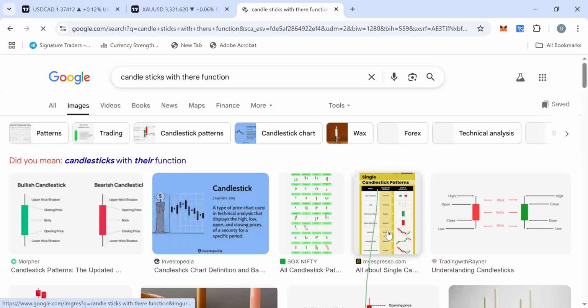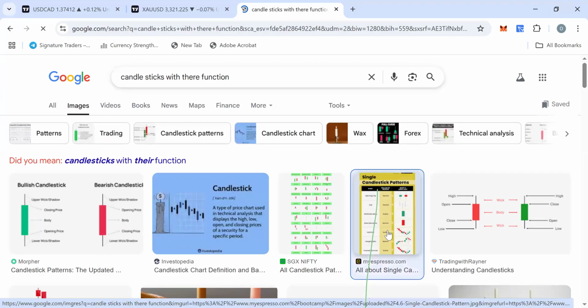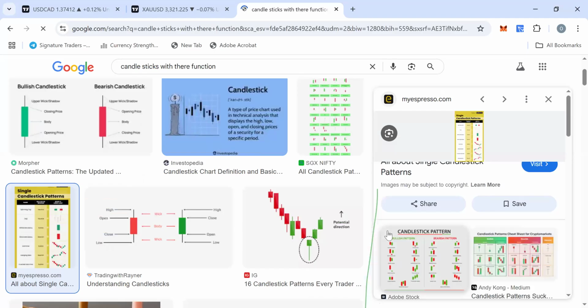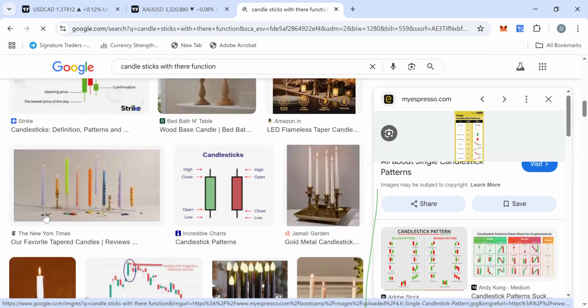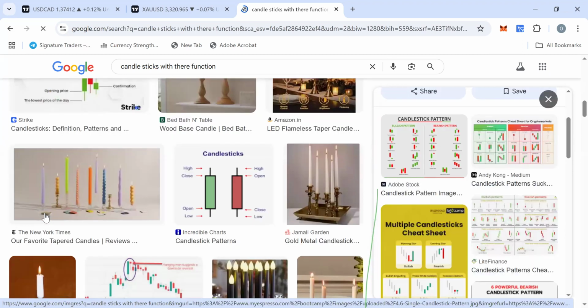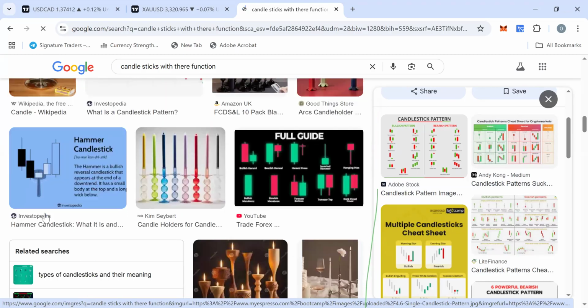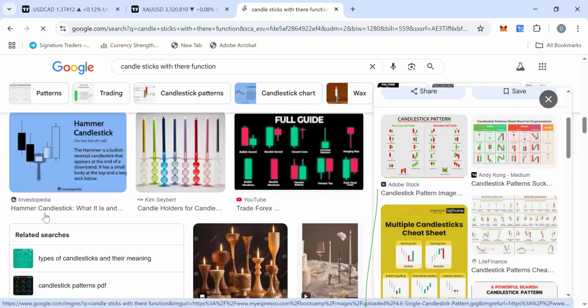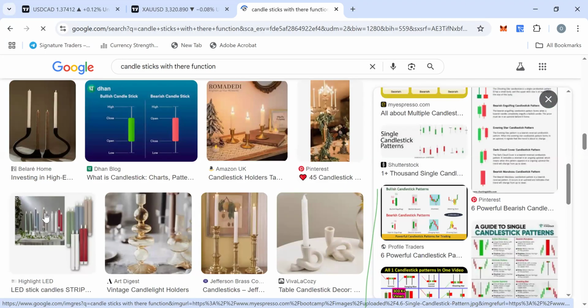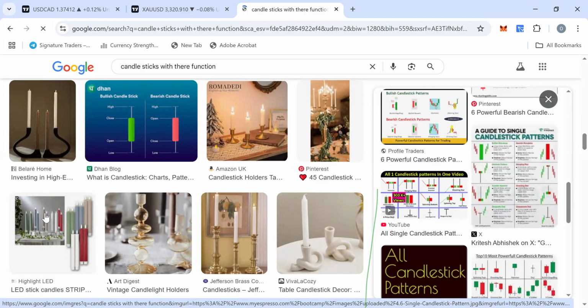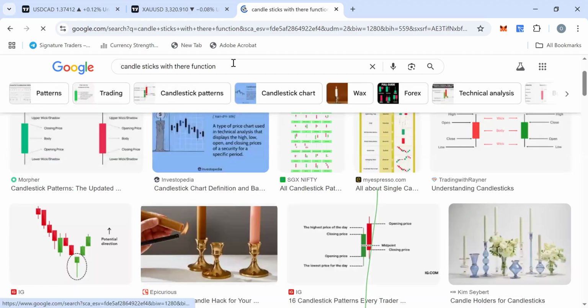Let's check this one, maybe to answer our question. Let me search reversal candles.